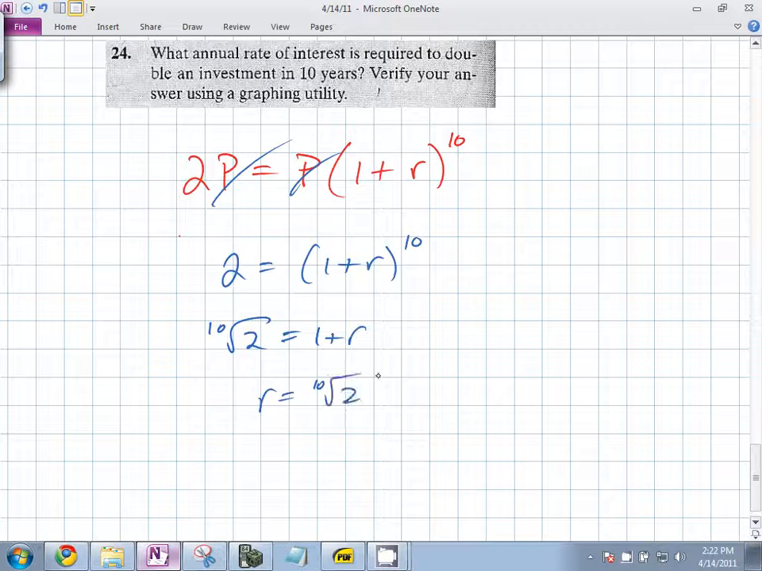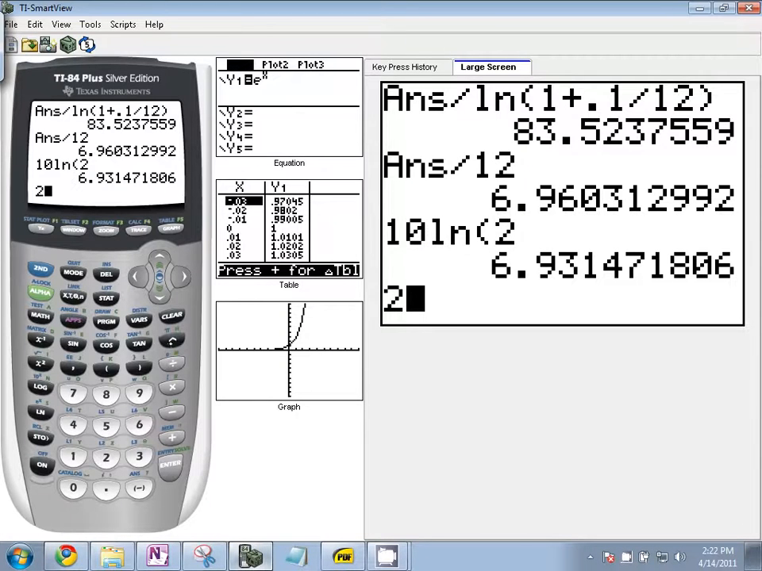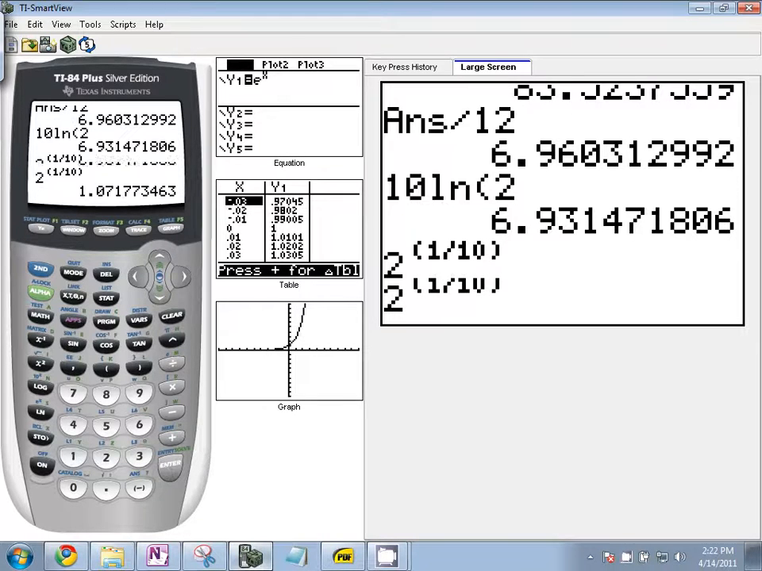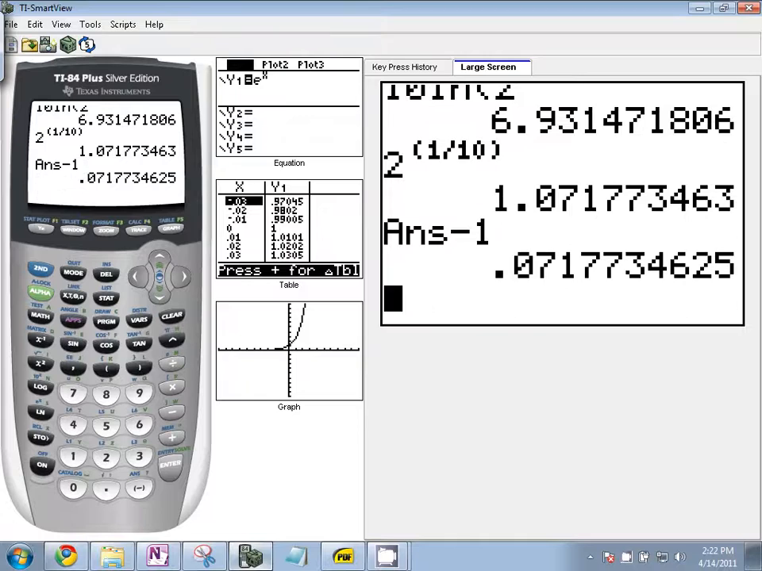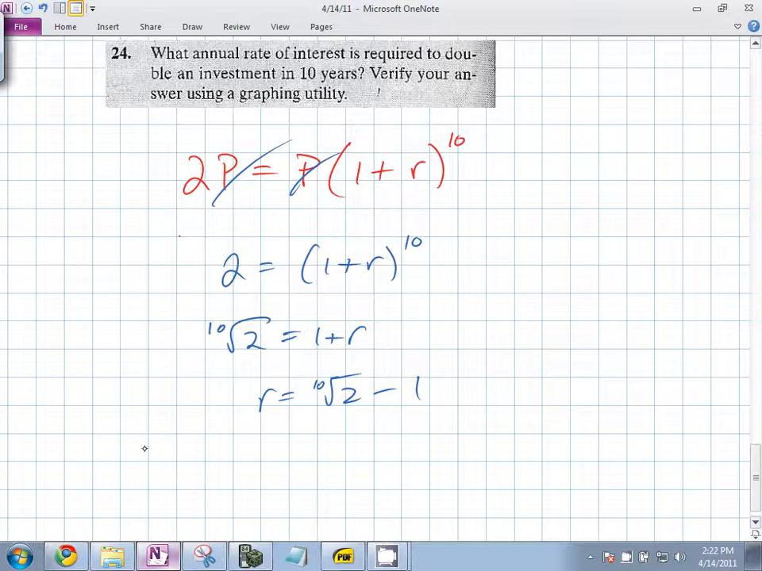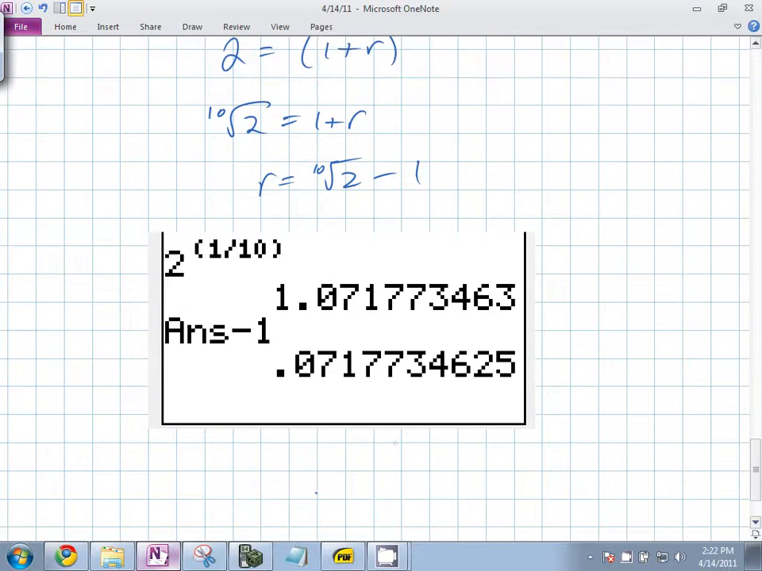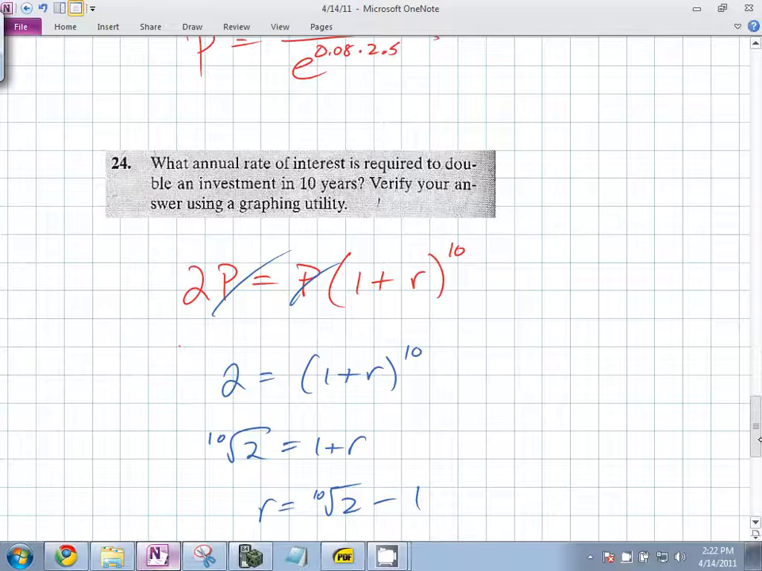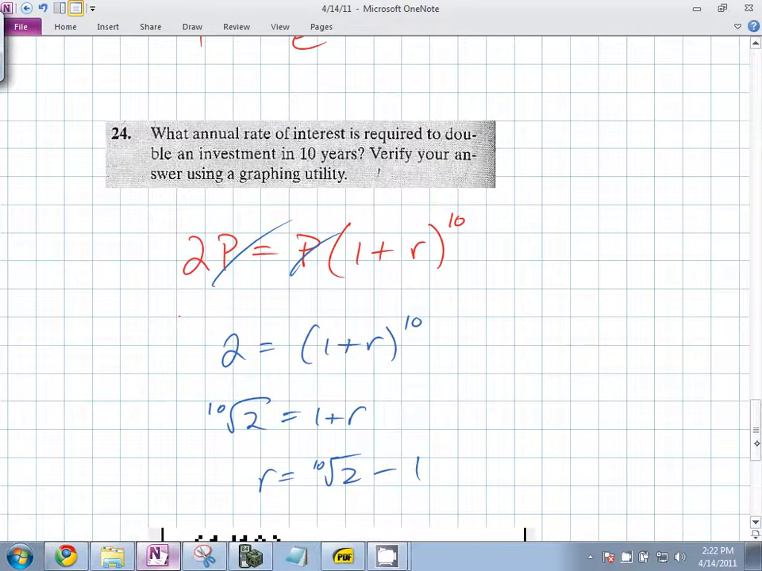The 10th root of 2. If you do that on your calculator, 2 to the 1/10, you could write it out as 1 divided by 10. Press enter and subtract 1. So what is the percentage? Round to 3 decimal places, so you're looking at 7.177%. So if you want to double your money in 10 years, compounded yearly. Was this yearly? Yeah, it's yearly.